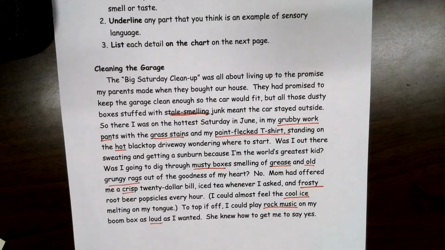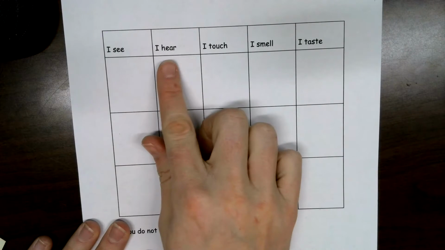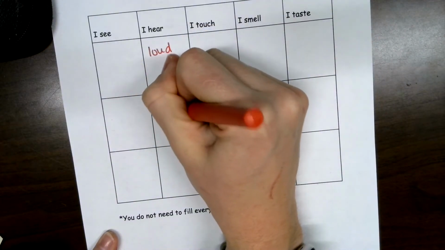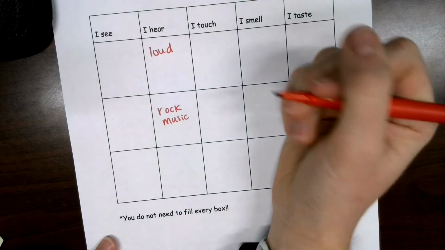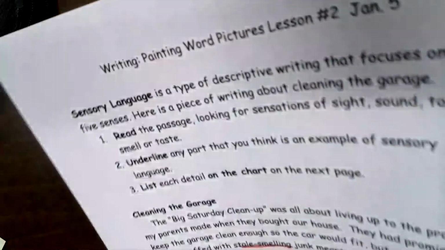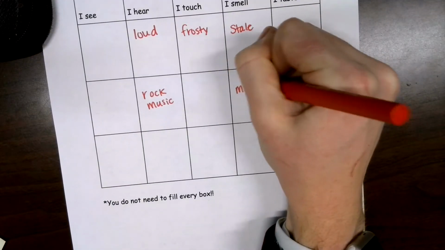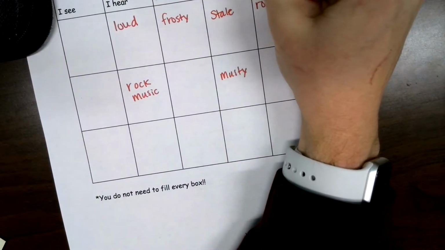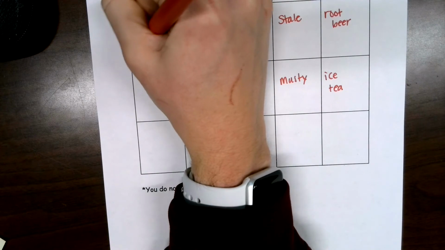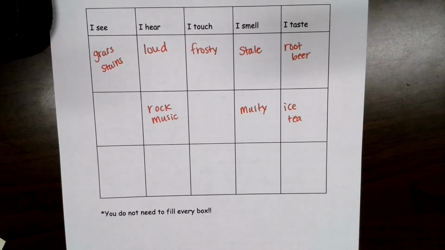So I underlined some options in there. You can underline what you want. And then on the back here, you need to put in some words. You don't need to fill in every box for what you see, hear, touch, smell, and taste. Okay? So I know for here we had loud and rock music. Touch, we had frosty, which means like cold. And there's a couple other. I'm only doing a couple. Smell, there's quite a few. We had stale and musty. Taste, well, root beer, iced tea, and see, I know he said grass stains. So you can pause here and add some of these in. You don't need to be going as fast as me. Pause here and then you can fill in some more.